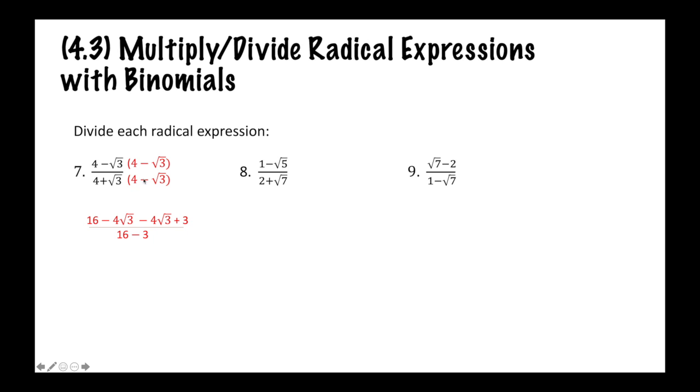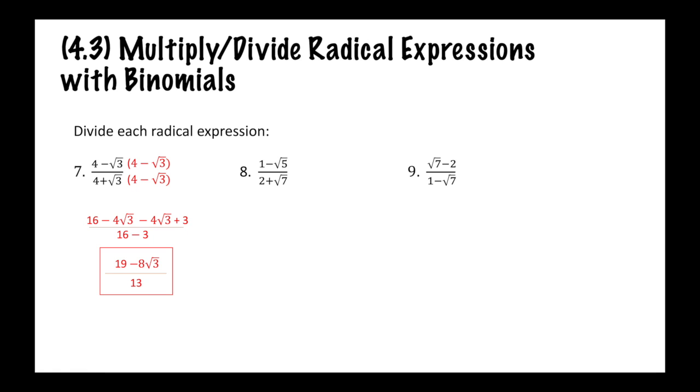In the bottom, 4 times 4 is going to give you 16. Root 3 times negative root 3 is going to give us negative root 9, which then turns into 3. So to simplify that, I can combine 16 and 3 to give me 19. Negative 4 root 3 and negative 4 root 3 will be negative 8 root 3. And in the denominator, 16 minus 3 is going to be 13.